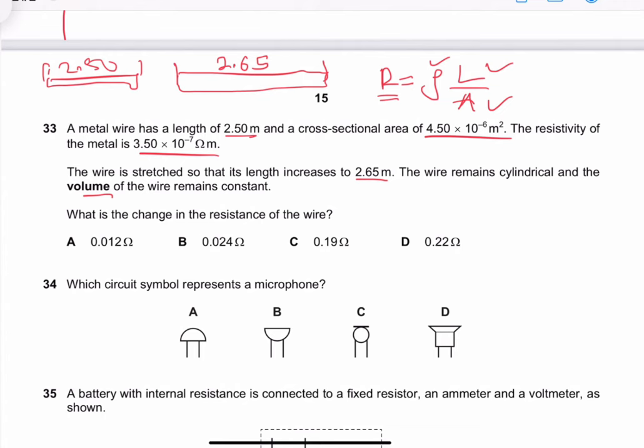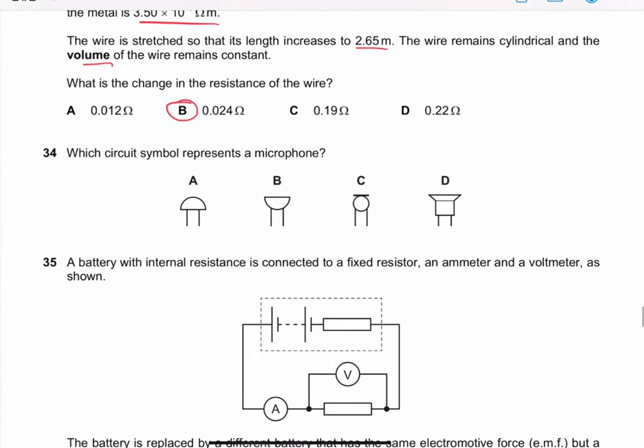Okay, so our answer becomes B. Moving on to question 34. We're given which circuit symbol represents a microphone, right? So the answer is C.